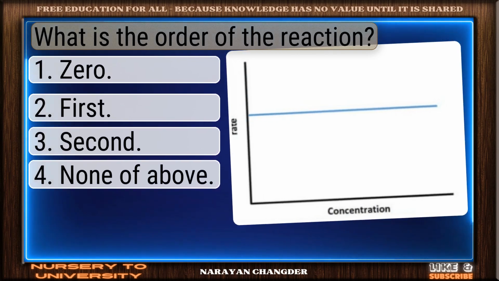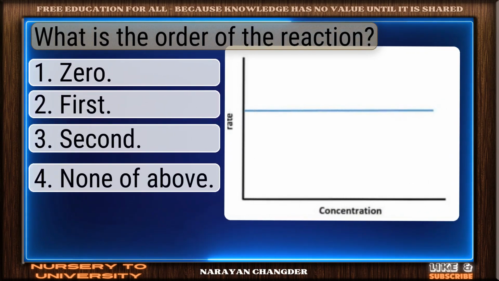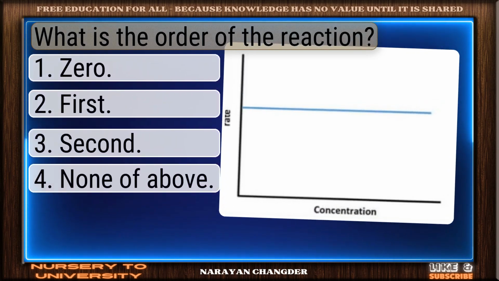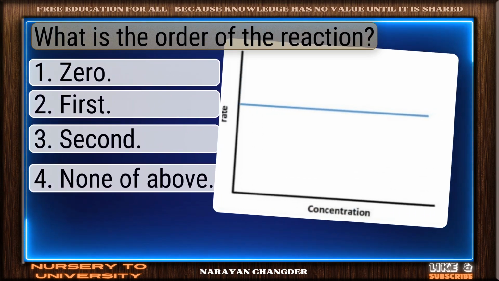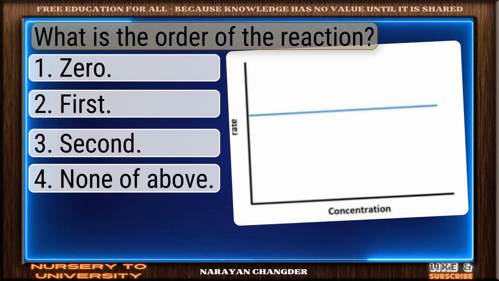Can you solve all these reaction kinetics questions? What is the order of the reaction? Option 1, 0. Option 2, first. Option 3, second. Option 4, none of above.